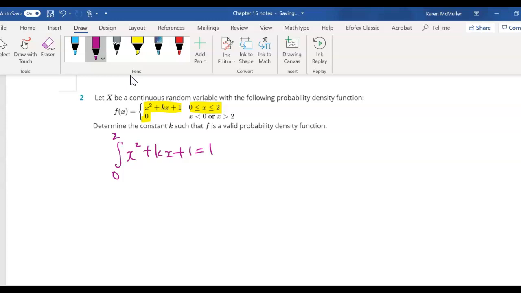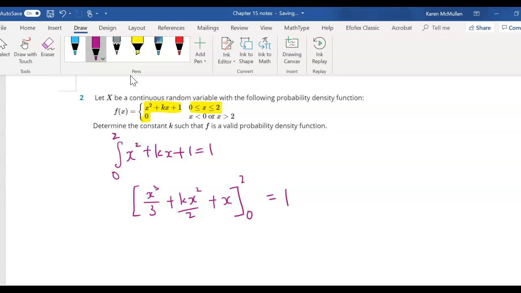All right, so then we just treat it like any other definite integral. I'm going to do it by hand, but obviously you can also solve it on your calculator. The antiderivative of x squared is x cubed over 3. The antiderivative of kx is kx squared over 2, and then 1 becomes x. And then we're going from 0 to 2, equals 1. Then we just solve for k.